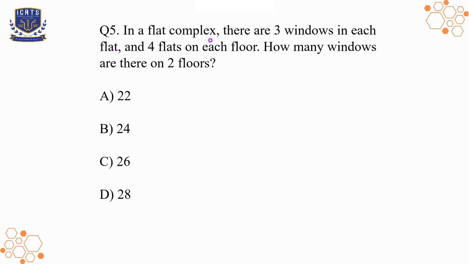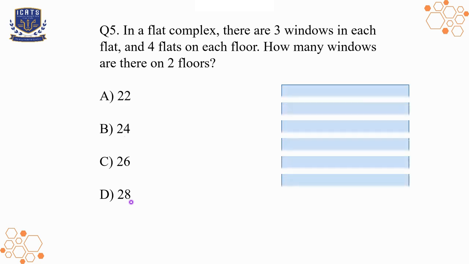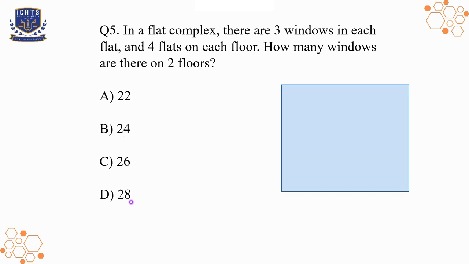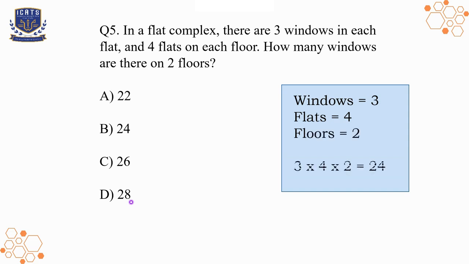Question number 5. In a flat complex, there are 3 windows in each flat and 4 flats on each floor. How many windows are there on 2 floors? Option A is 22, option B is 24, option C is 26 and option D is 28. To find that out, we will multiply the number of windows by the number of flats, and the answer will be multiplied by the number of floors. So there are 3 windows, 4 flats and 2 floors. We can multiply all 3 numbers together: 3 4s are 12 and 12 2s are 24. So we will select option B here.